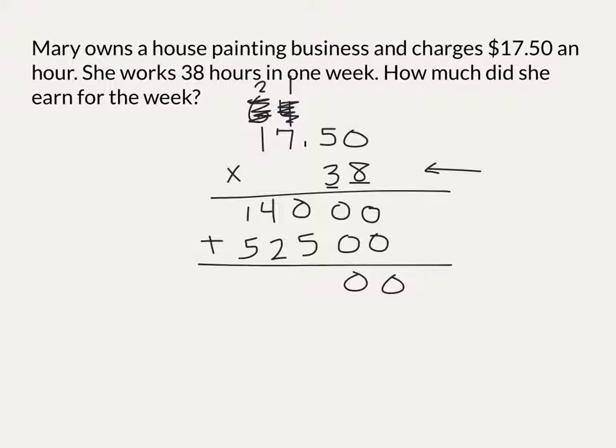So we have this number, and remember we have a decimal up top, so we need to count the number of digits behind the decimal, and that's 2. There aren't any digits behind the decimal in the second number, so we'll just move the decimal 2 places to the left. So if the decimal starts here, 1, 2, and our final answer is $665.